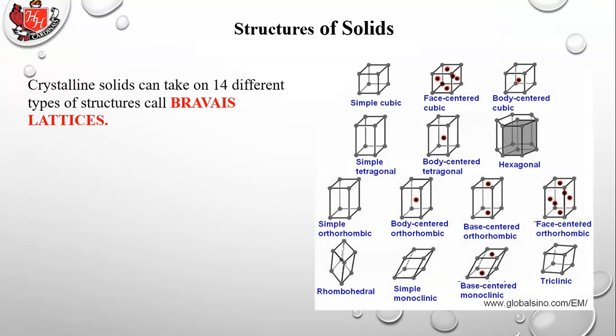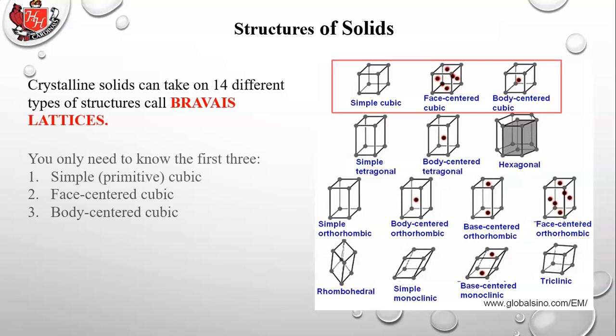Crystalline solids can take on 14 different types of structures called Bravais lattices. There they are. I'm just showing them to you. You don't have to know them all, but you should be familiar with 3 of them. The top 3 are the most basic ones. So you only need to know the first 3, which are simple primitive cubic, face-centered cubic, and body-centered cubic.